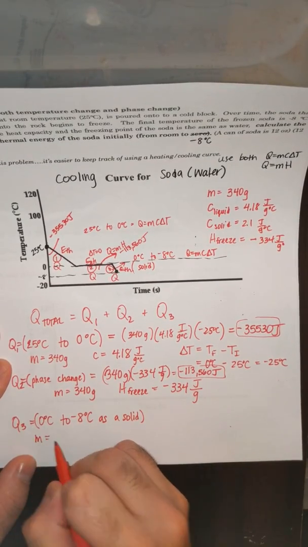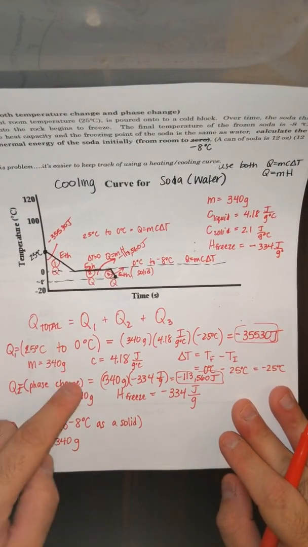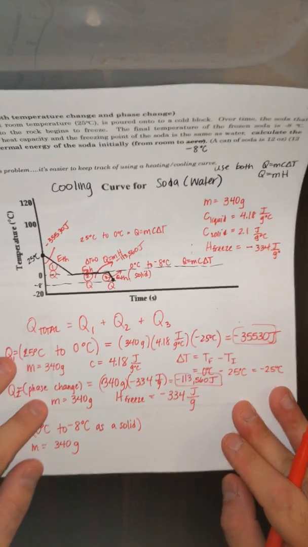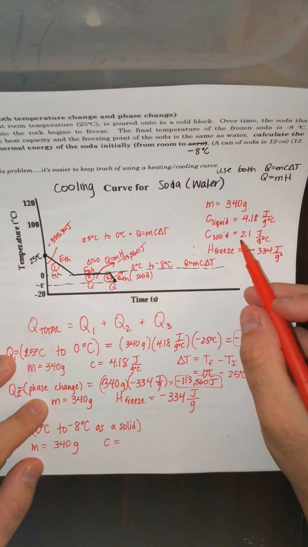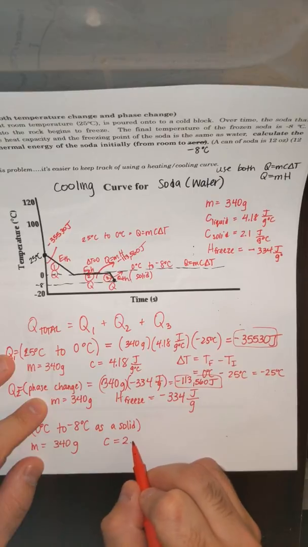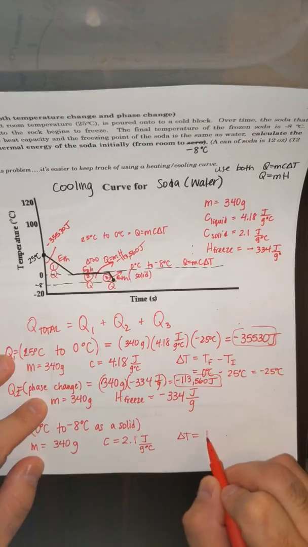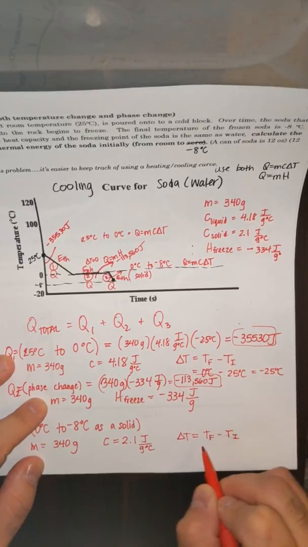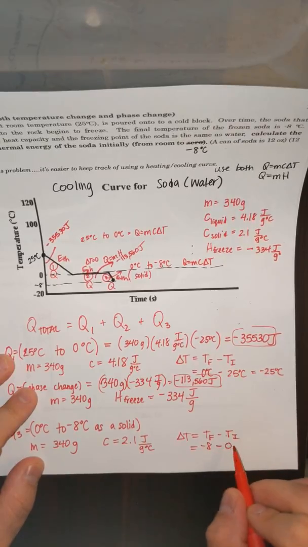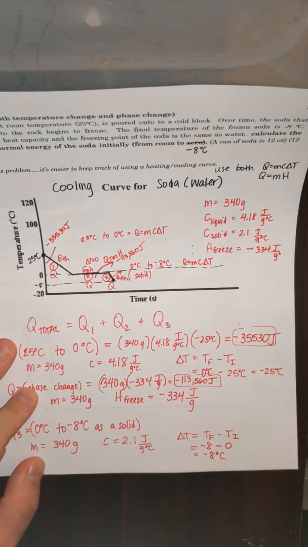So M is going to be equal to 340 grams. Conservation of matter, this mass is the same. I'm not gaining or losing mass, and I should not. So it's the same mass. C is going to be of the solid this time. So 2.1 joules per gram degrees Celsius. And then delta T is going to be T final minus T initial. Final is negative 8. Initial is 0. This is going to be equal to negative 8 degrees Celsius.